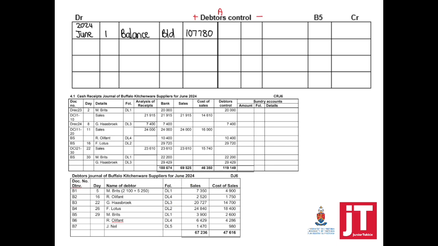That means that sales is going to be credited because we've received an income from that. Debtors control is going to be debited. So I'm going to repeat this again. From the cash receipts journal, debtors control is credited. Why? Our current assets will decrease because they made a payment. From the debtors journal, our debtors control will increase. Why? Because we sold on credit, they owe us more money.